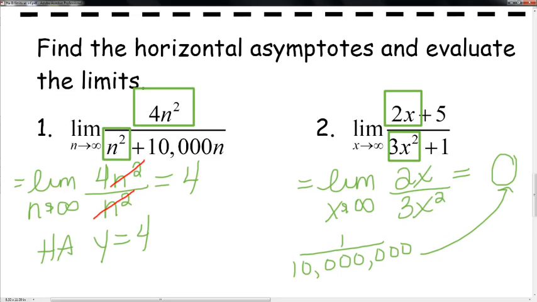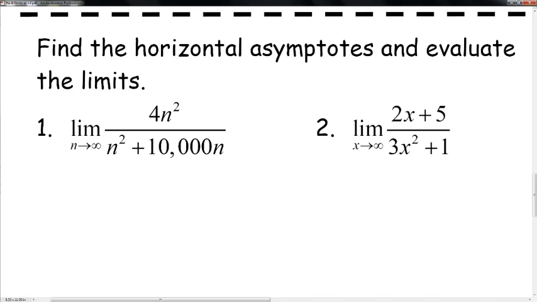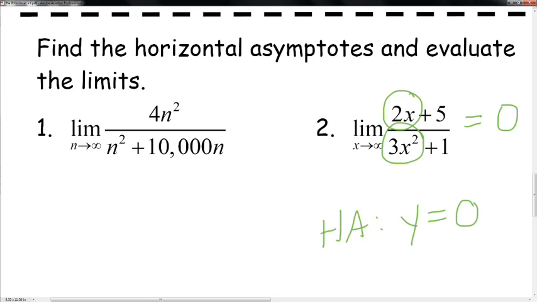Alright, I went ahead and erased. Oops, I forgot to write. So we had that growth rate we already talked about, and we said that's going to be equal to 0. I forgot to go ahead and tell you guys. So my horizontal asymptote is going to be y is equal to 0. Sorry about that.